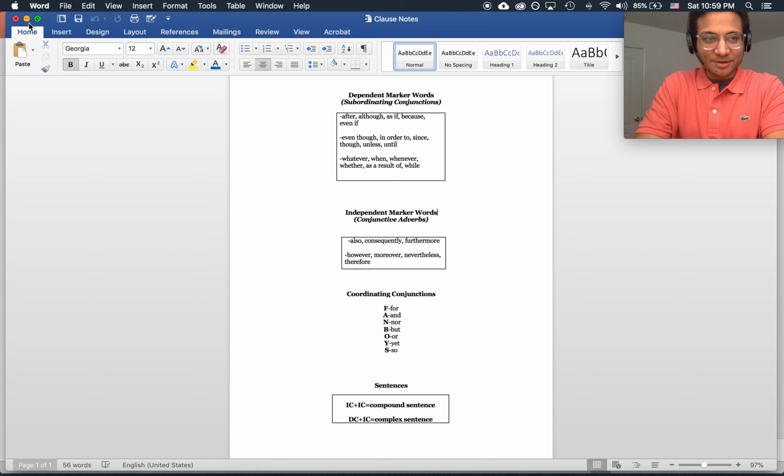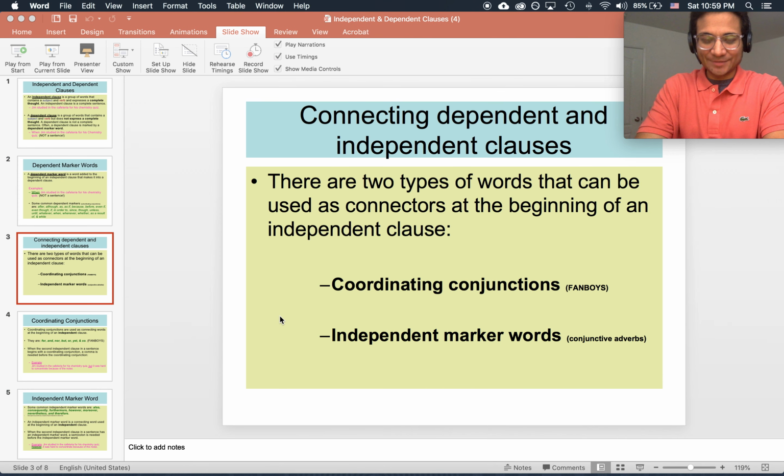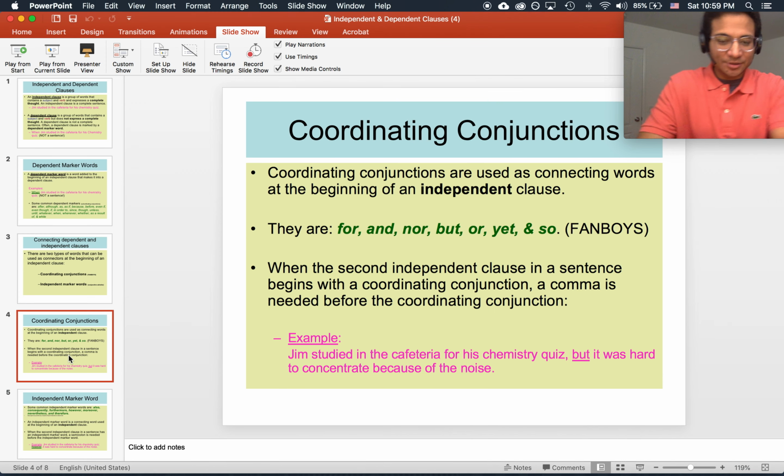And we'll talk a little bit more about that as we proceed. Okay, so first one, we're going to do the whole FANBOYS one. We said for, and, nor, but, yet, and so.